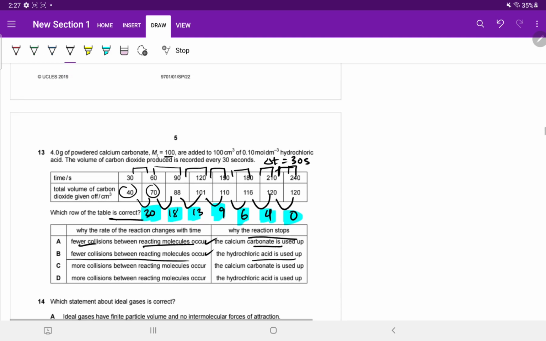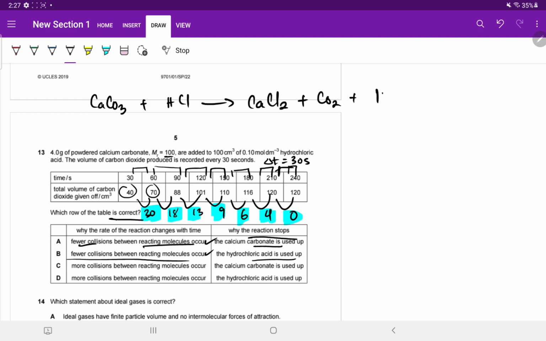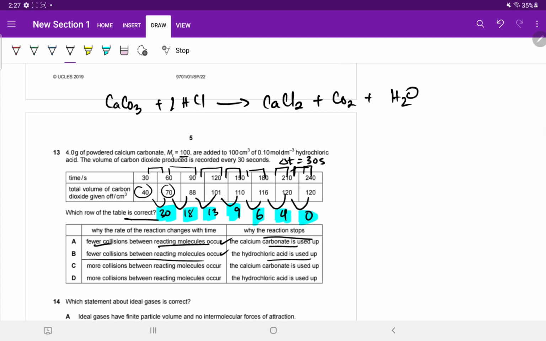So for this we need to construct an equation for this reaction. So let's just do it. Calcium carbonate reacts with HCl to form calcium chloride plus carbon dioxide plus water. So this is a basic equation. To balance it, this has to be 2 moles of HCl because 2 chlorines are produced. So that's our equation over here.